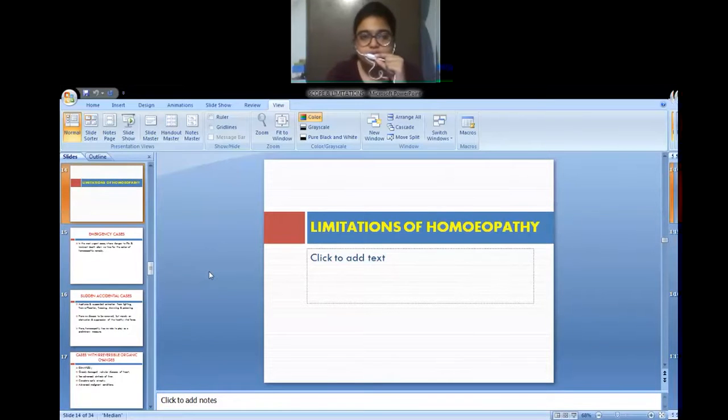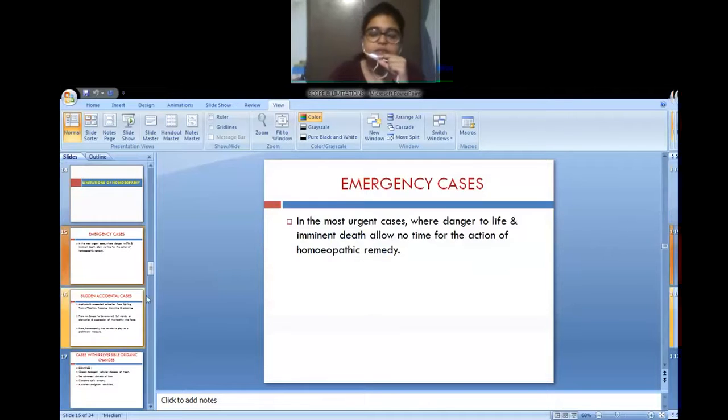So now we will discuss the limitations of homeopathy. In those cases where homeopathy can be applicable, or if applicable, has certain limits. So first is emergency cases. In the most urgent cases where danger to life and imminent death allow no time for the action of a homeopathic remedy. So we can't apply any homeopathic remedy to that case because it is an emergency condition. It needs emergency aid.